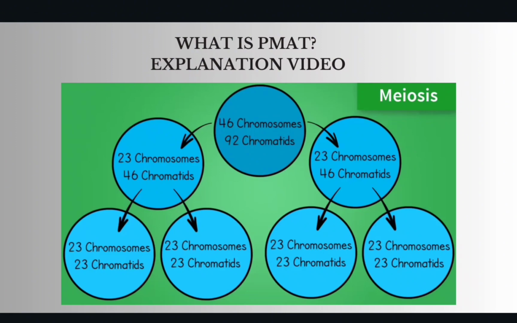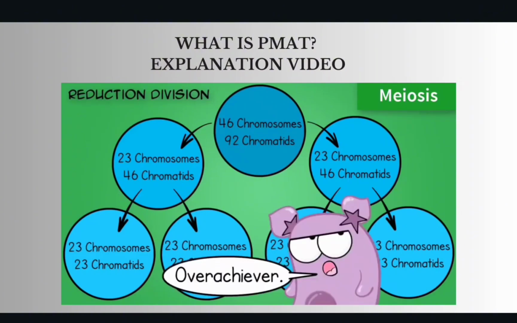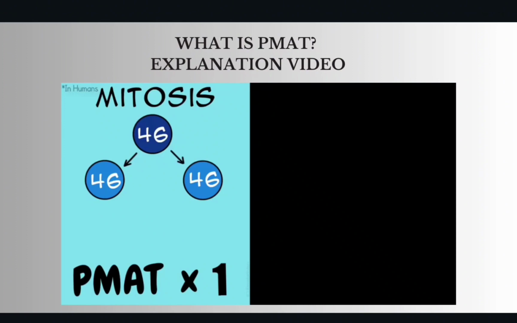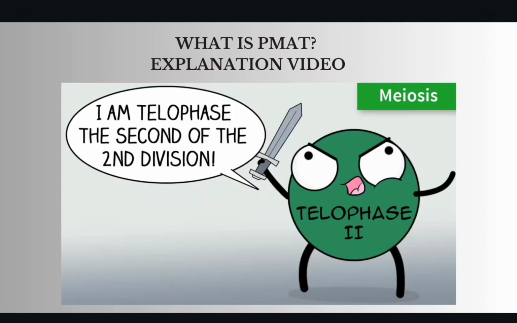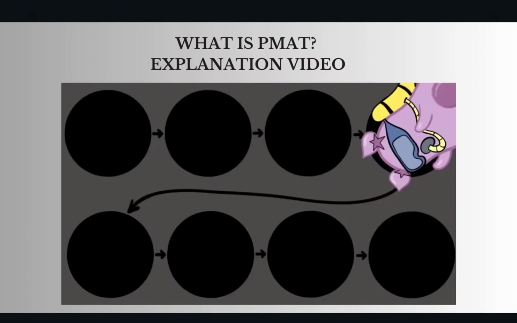But because meiosis is actually a reduction division, you're going from 46 chromosomes to 23, which means you actually divide twice. So instead of mitosis, where you divide one time and do PMAT one time, in meiosis you're going to divide twice and therefore do PMAT twice. And because of this, in meiosis, you put numbers after the phases to indicate whether you're in the first division or the second division. So let's dive right in.